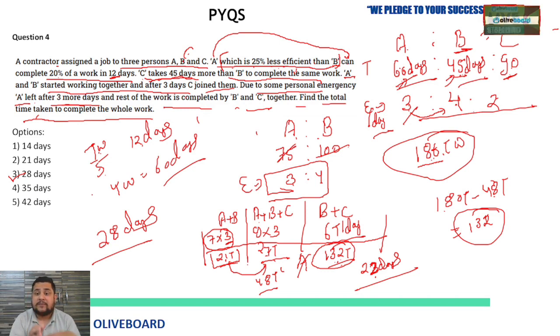I hope you understood the approach. First of all, we went for the time taken by them, then efficiency. The most important things are efficiency and total work. If you have these two things, then you can easily determine whatever they will ask, the time they will ask, the condition they will put up. I hope you understood it. Let's move on to the next.